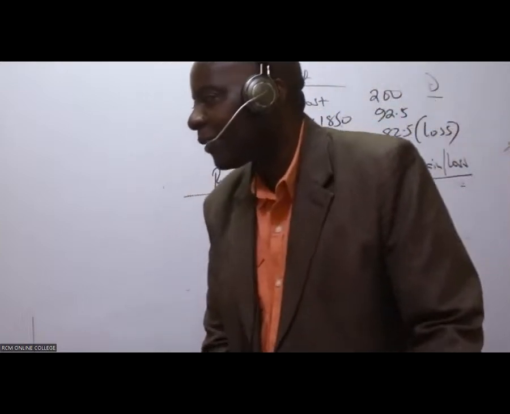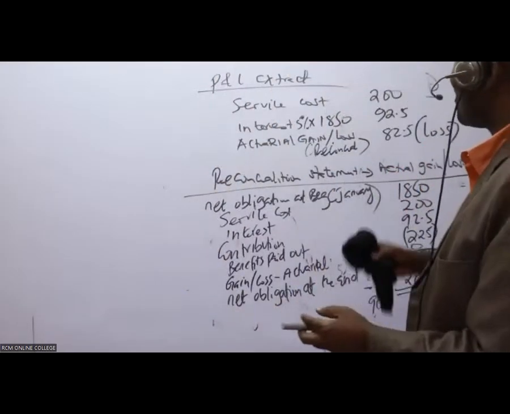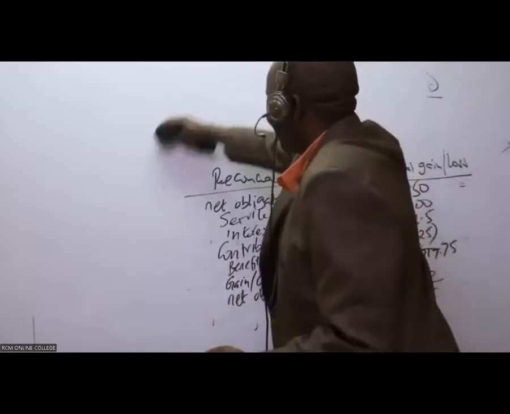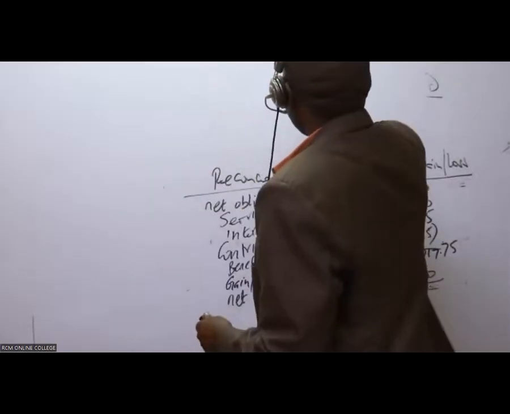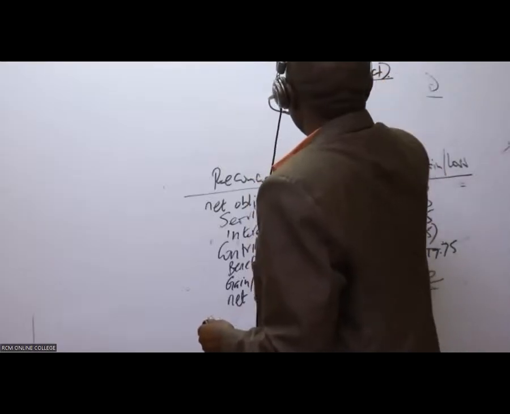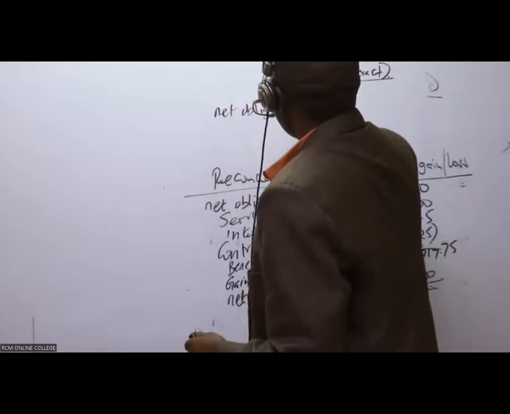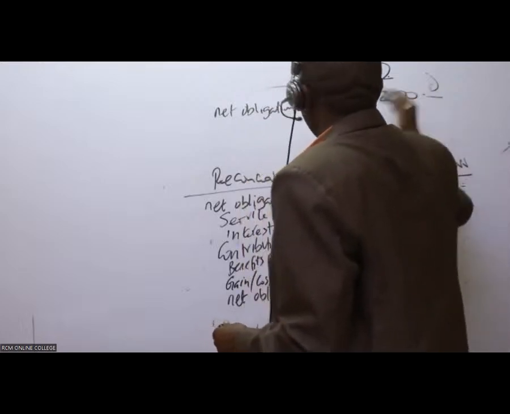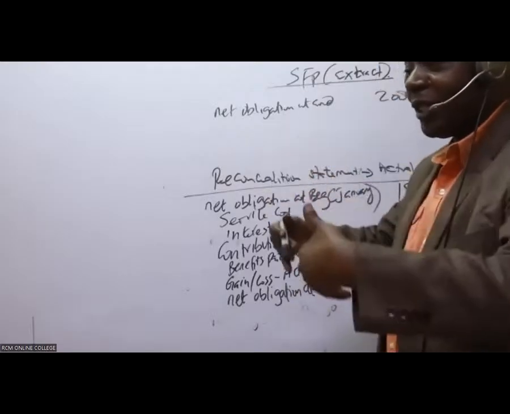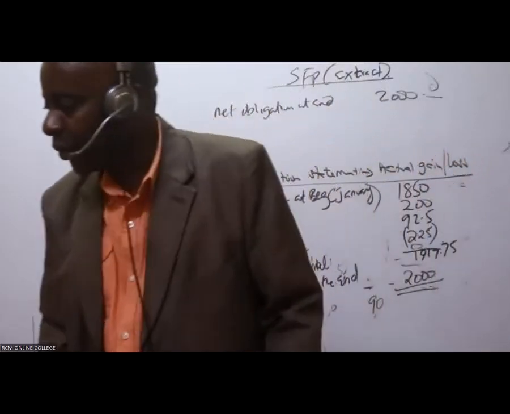Okay, why don't we do an SFP? This was an easy one. The statement of financial position extract. So you simply give us the net obligation at the end, which is 2,000. Then you are done, because it is just 1 year. You're done. Thank you very much for asking those great questions.